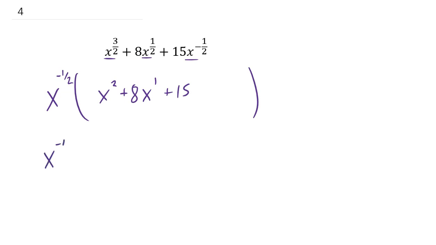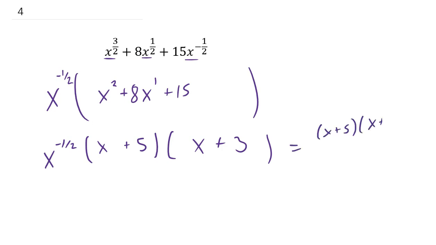So that's x to the -1/2 times x squared plus 8x plus 15, which factors further, right? Because I know that plus 5 and plus 3 multiply to 15 and add to 8. So this one factors into x plus 5, x plus 3 over square root of x.